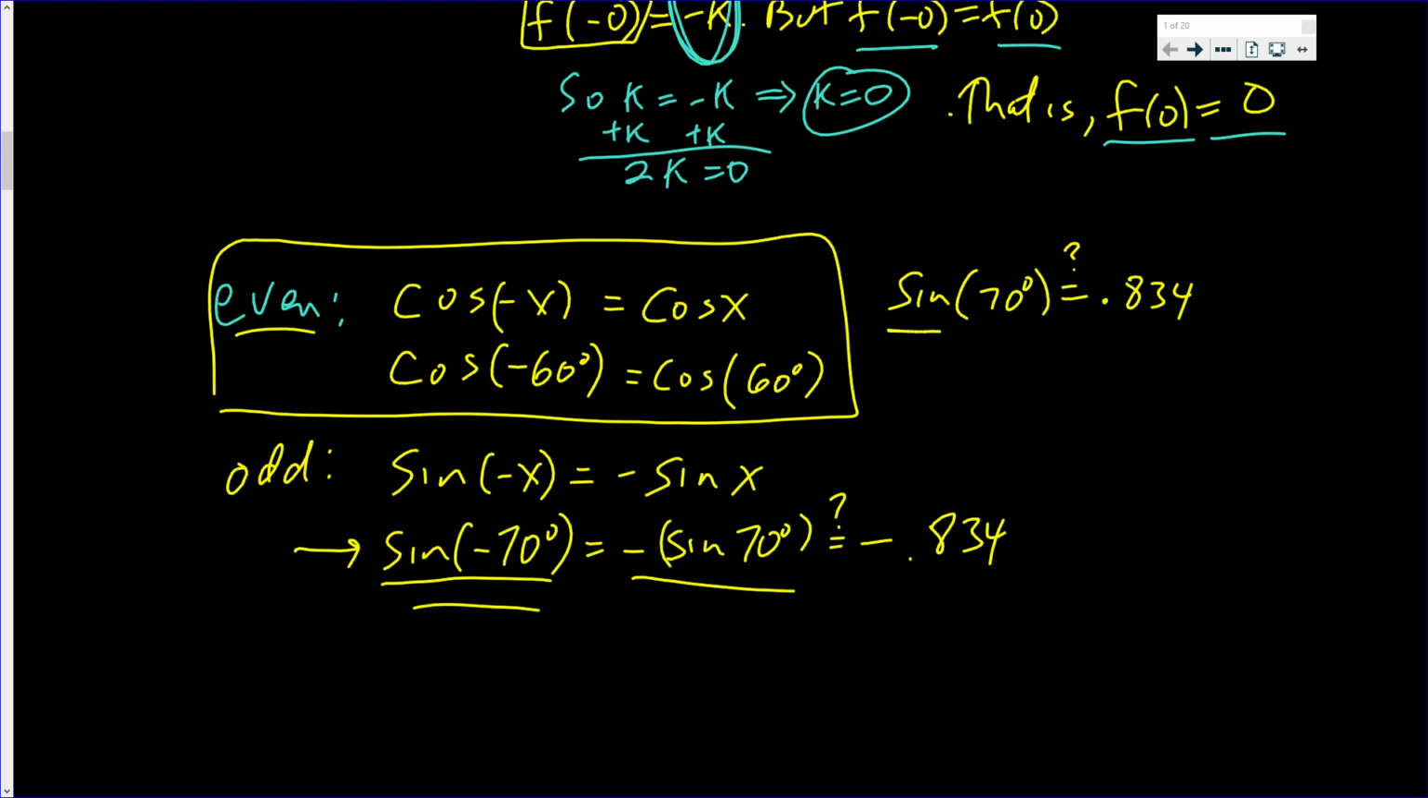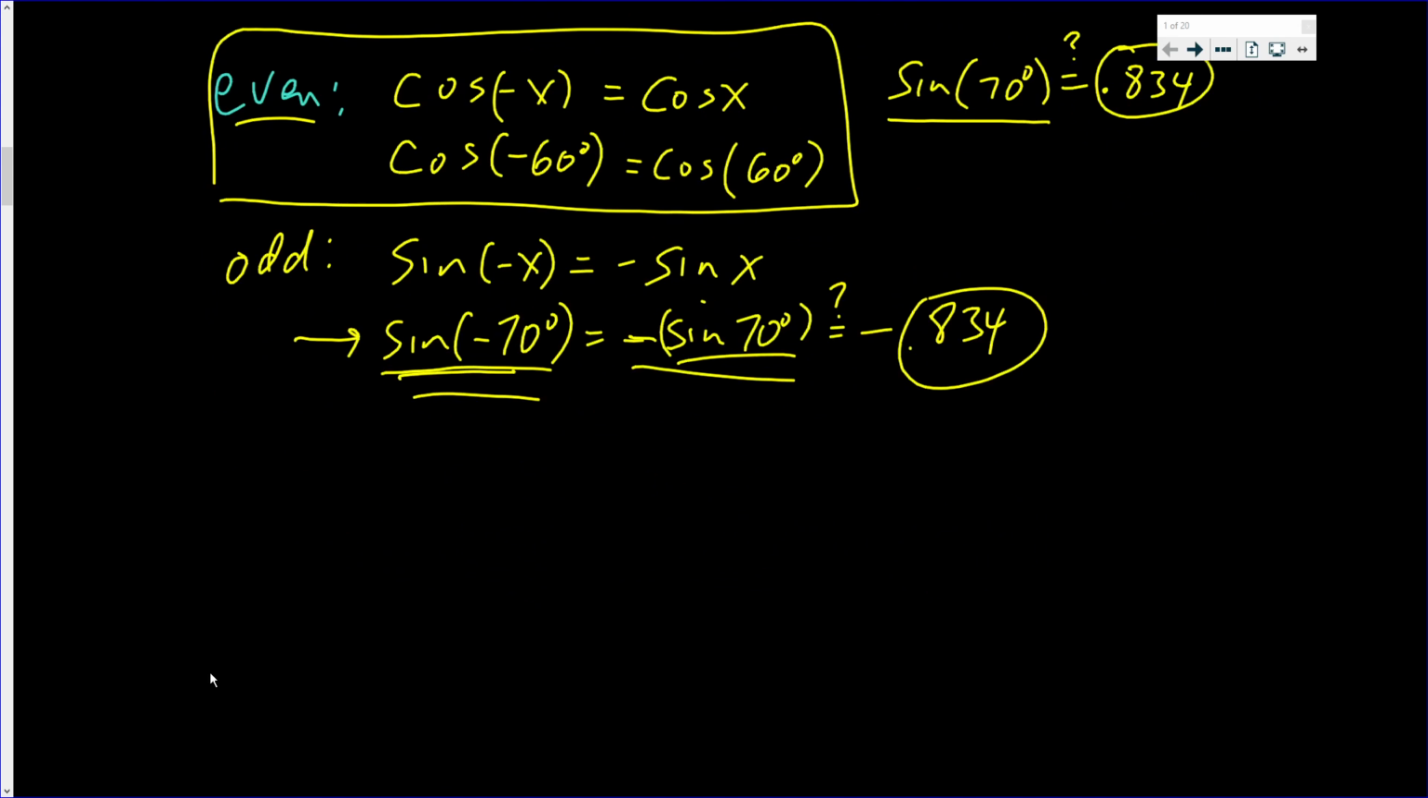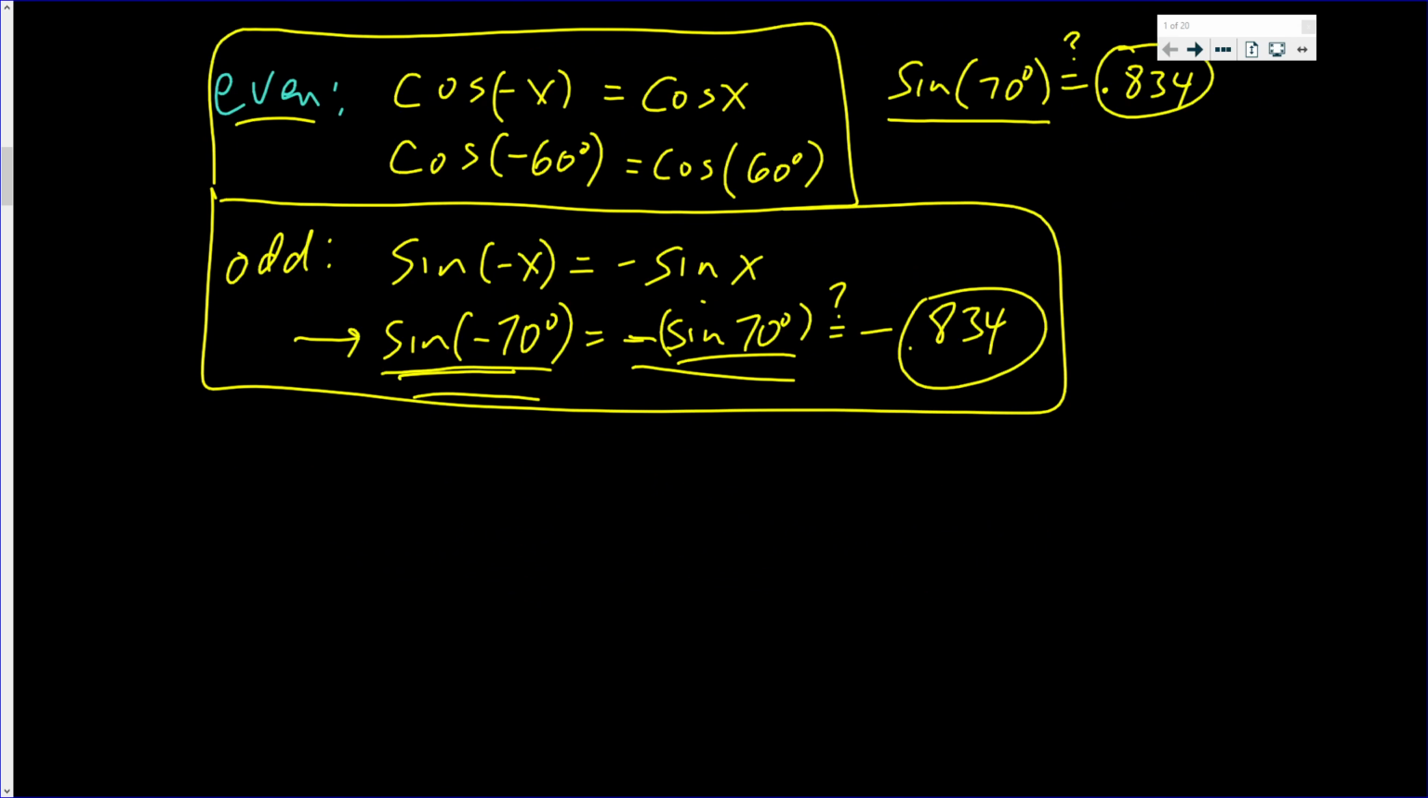If you already calculated the sine of 70 degrees for an earlier problem, well then the sine of negative 70 will just be minus what you got earlier. It will be negative the sine of 70 degrees. You don't have to keep reinventing the wheel. Don't have to keep typing the same problem.